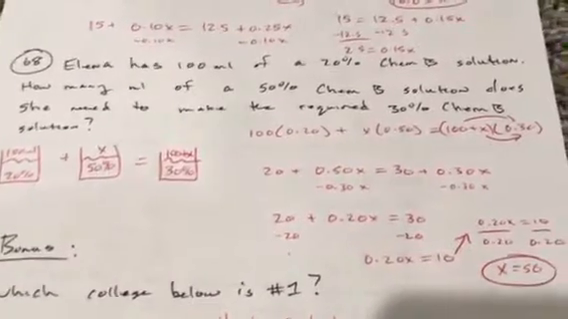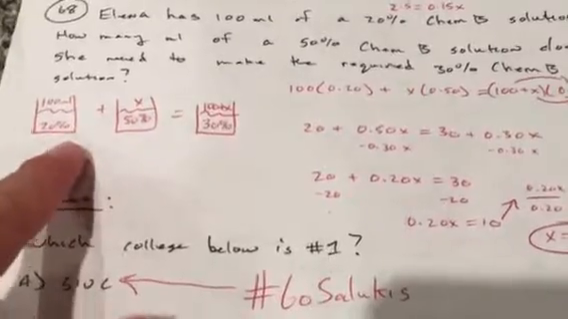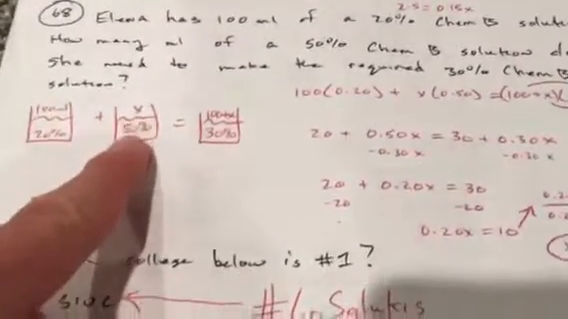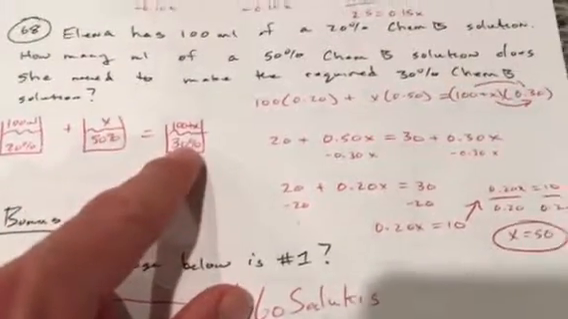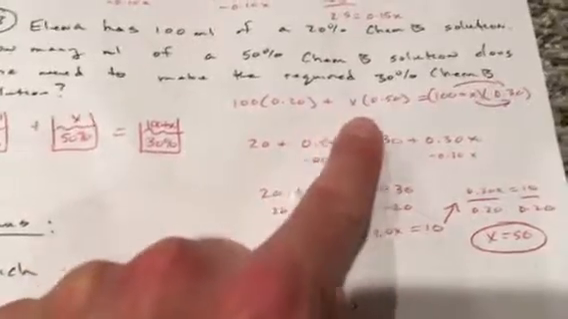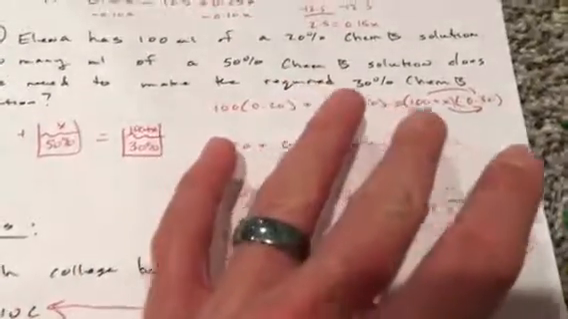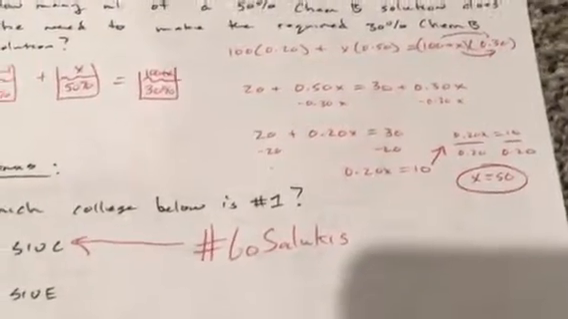Lena has 100 milliliters of 20% chemical B. Again, we went over this in class. 100 milliliters of the 20%, you're adding an unknown of the 50% to get 100 plus whatever you added in there of 30%. 100 of the 20% plus an unknown of the 50% equals 100 plus x of the 30%. Distribute. I get a pretty nice answer for x.